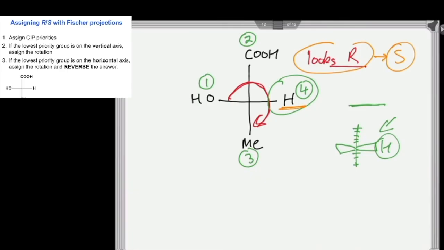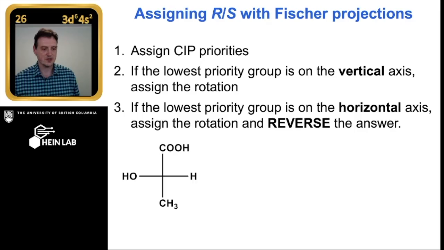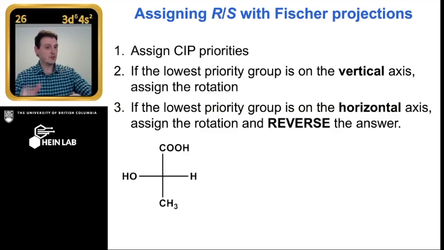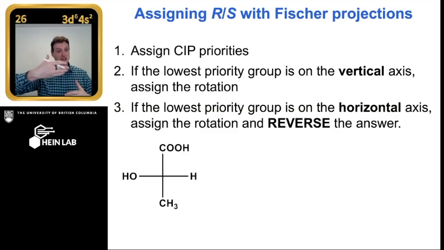This is actually S. The nice thing about Fischer projections as far as rotation goes is it follows exactly the same rules that you've done, but there are really only 2 outcomes. If it's along the horizontal presentation, you assign it, then reverse it. You're looking at the wrong side. The lowest priority group is already towards you. If it's on the vertical axis, up and down, it's already away from you. You assign it like normal. You're fine. You don't have this third possibility of it being in the plane of the page, just based on how the Fischer projection is actually done.